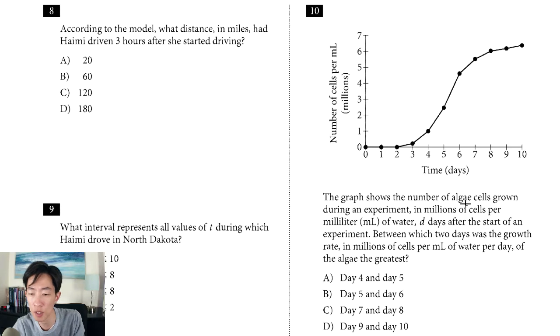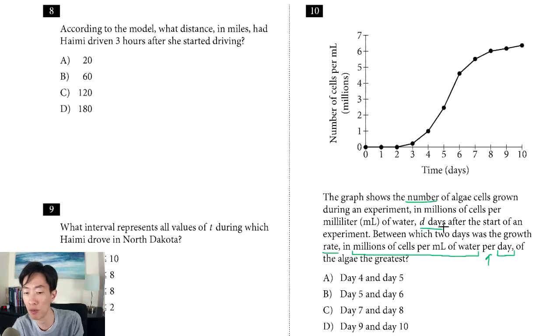Question 10, the graph shows the number of algae cells grown during an experiment on the y-axis in millions of cells per milliliter of water, d days after the start of an experiment, and that's on the x-axis. Between which 2 days was the growth rate in millions of cells per milliliter of water per day of the algae the greatest? Keep in mind, this is one thing, millions of cells per milliliter of water, because that's on the y-axis, per day, which is on the x-axis.